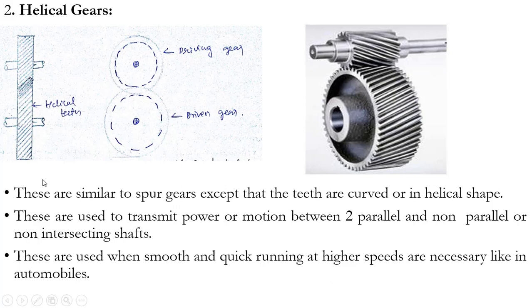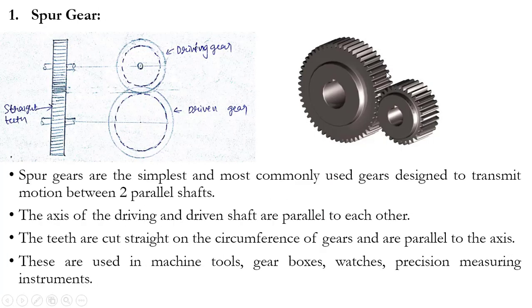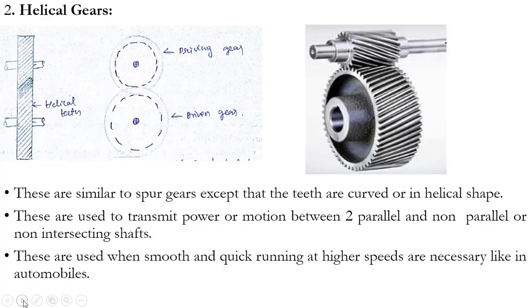So please look at the diagram of this helical gear, almost similar to that of the spur gear, only the shape of the teeth changes. Teeth are curved or in helical shape in the case of helical gears. Here you can clearly see that. In the previous case, the teeth are cut straight on both the driving and driven gears, whereas in case of these helical gears, you can see the teeth on the driving and driven gear are somewhat in a curved or helical shape. This is regarding helical gear.